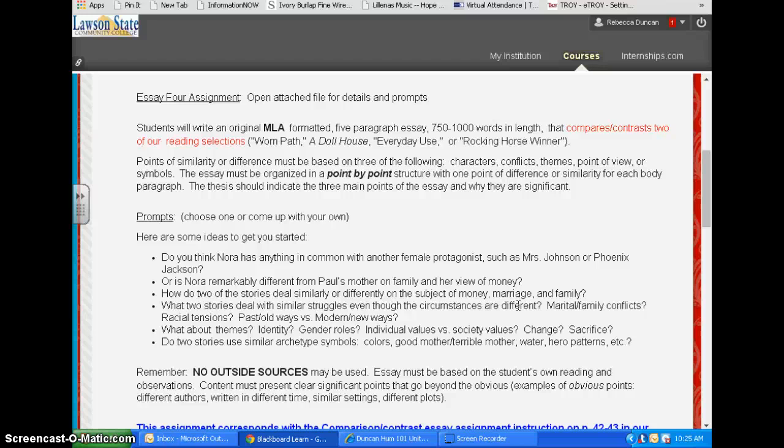Another one: what 2 stories deal with similar struggles? There's your conflict one, even though the circumstances are different.